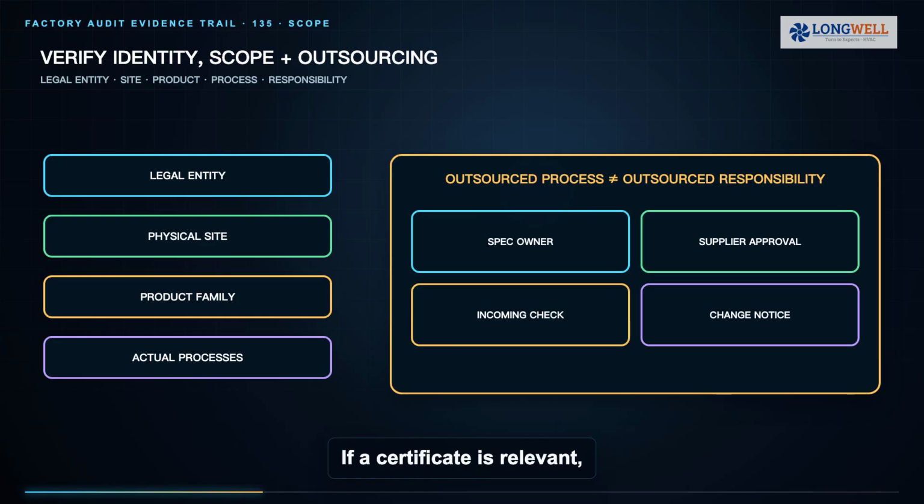If a certificate is relevant, check its organization, address, activity scope, dates, issuer context, and whether it applies to the product and site under review. Do not convert a framed document into a current status claim. Also separate outsourced operations from in-house operations. For each outsourced step, ask who owns the specification, approval, incoming verification, performance monitoring, and change notification.